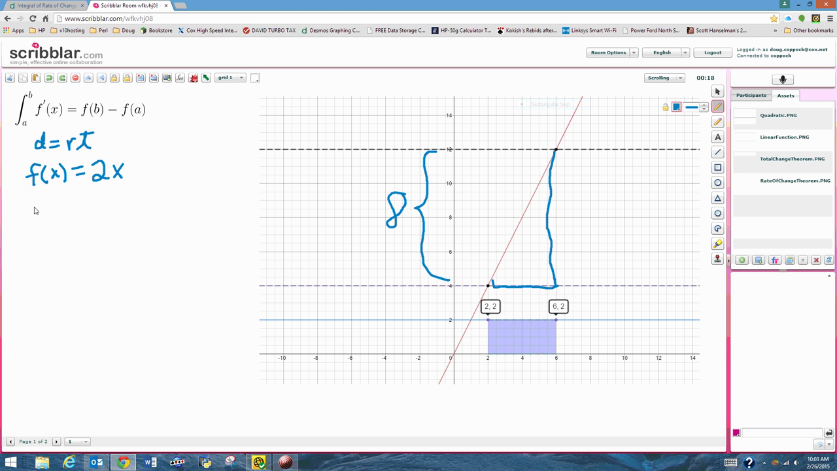Now I will make mention of the fact that if we actually found the derivative of that function, we would just get a constant function 2. And so what I've done down here on this graph is actually graph the derivative function, which happens to be a constant, the line y equals 2.